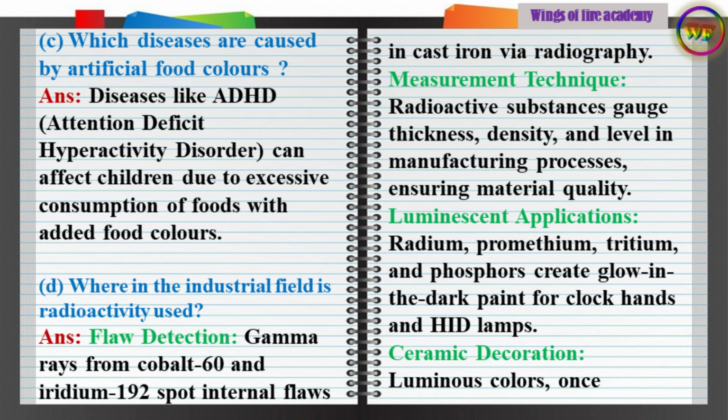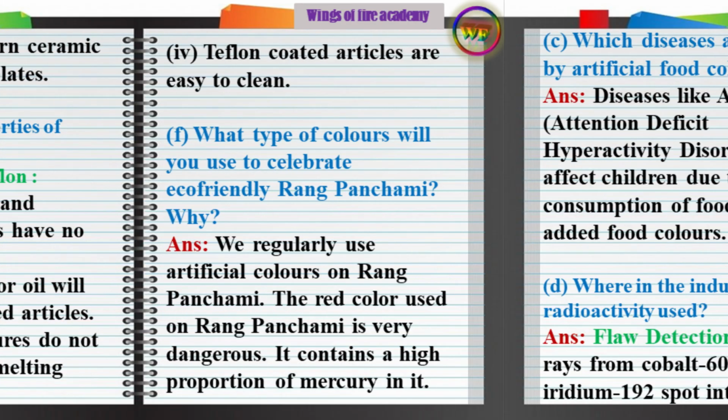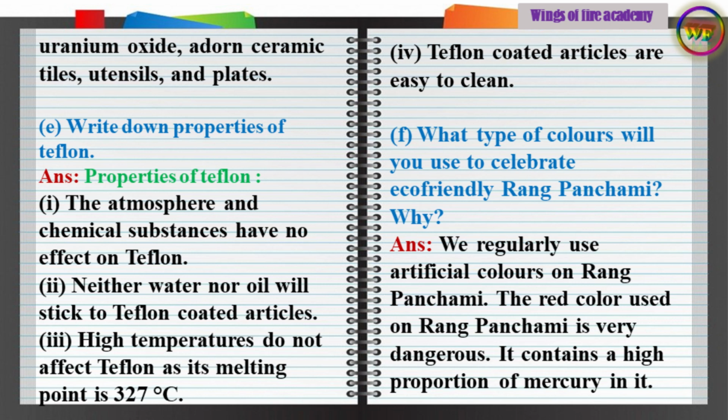Answer. Flaw detection: gamma rays from cobalt-60 and iridium-192 to spot internal flaws in cast iron via radiography. Measurement technique: radioactive substances gauge thickness, density, and level in manufacturing processes, ensuring material quality. Luminescent applications: radium, promethium, tritium, and phosphorus create glow-in-the-dark paint for clock hands and headlamps. Ceramic decoration: luminous colors, once uranium oxide, adorn ceramic tiles, utensils, and plates.